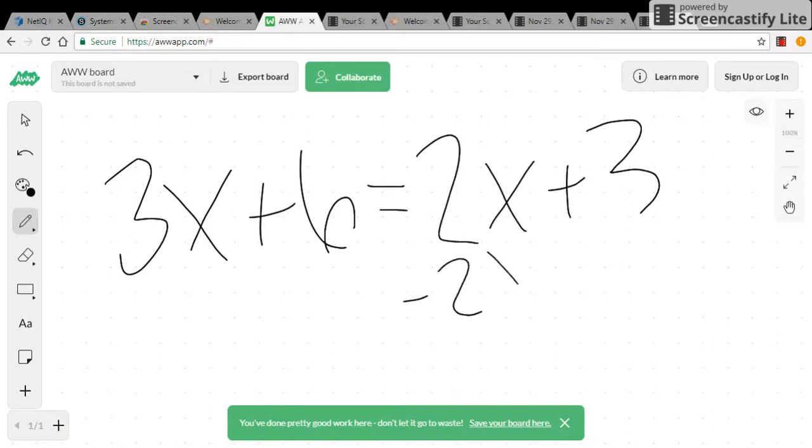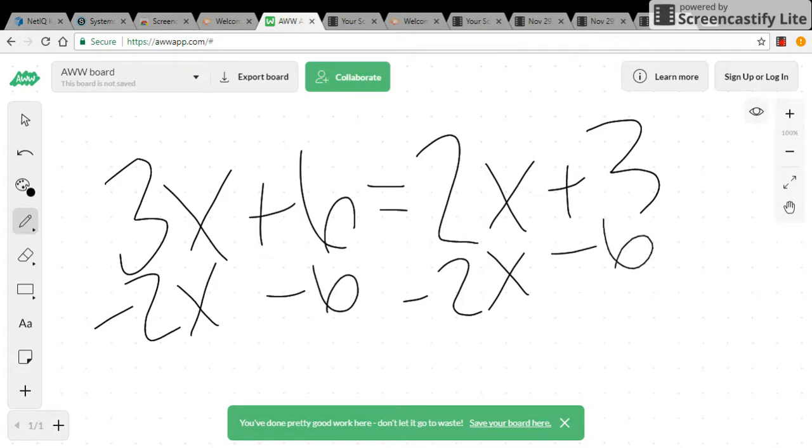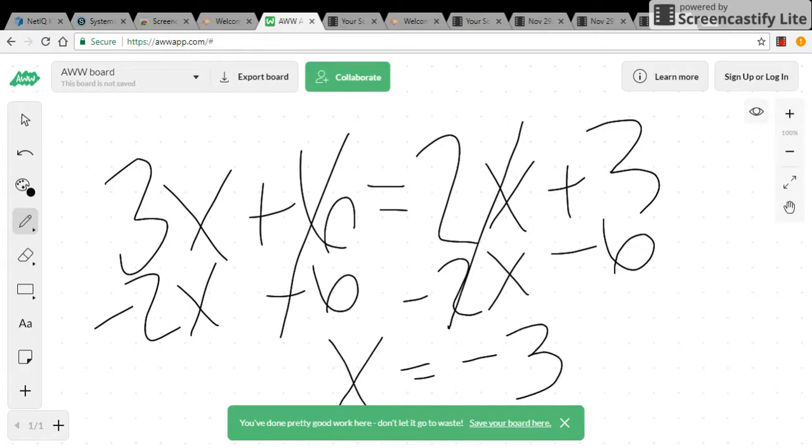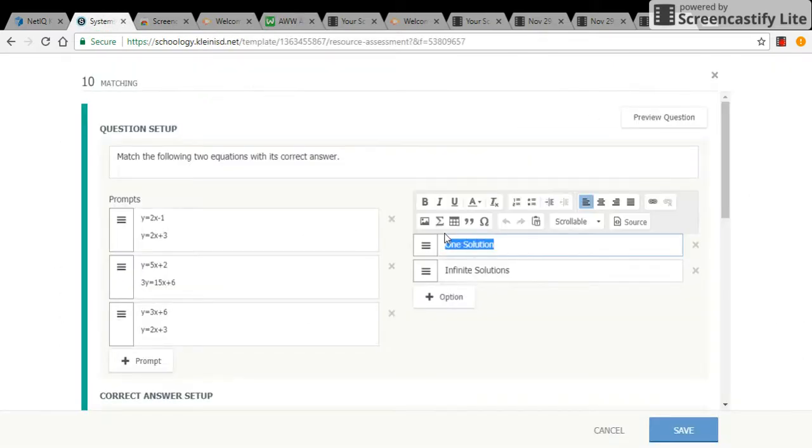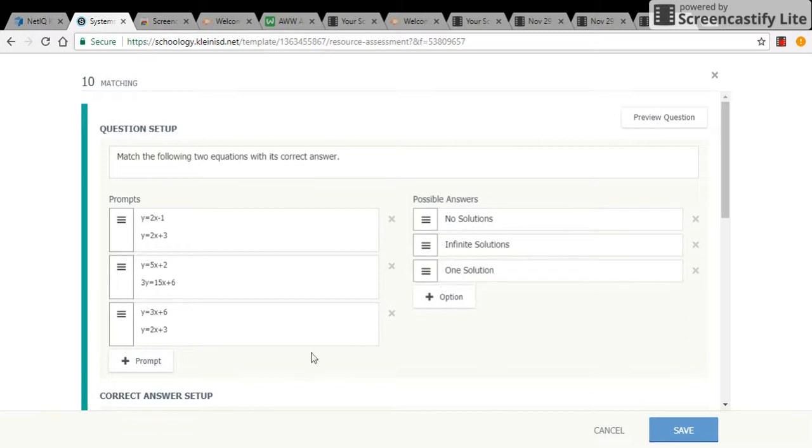Okay, when you try to get the x's the same and the numbers the same, that cancels out, and we end up getting x equals negative 3. That's a solution. Like that gives me a straight up answer. X is negative 3. And since it gives me one answer, that is a one solution. So that's why that one goes with one solution. So I would go ahead and drag one solution down here to the bottom because those two match.